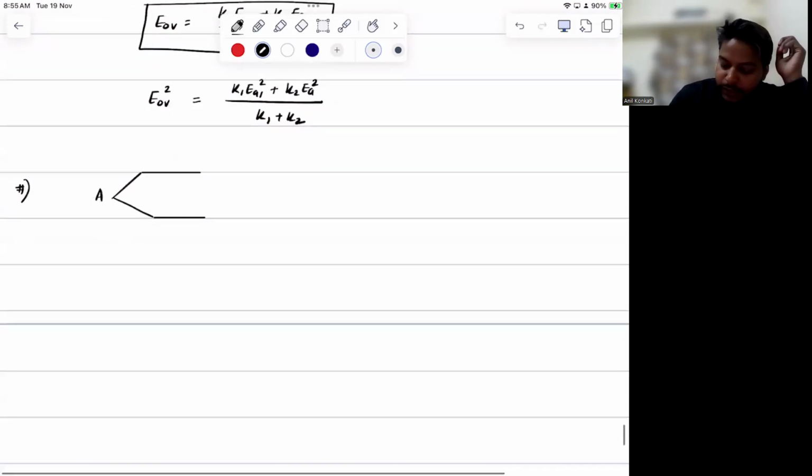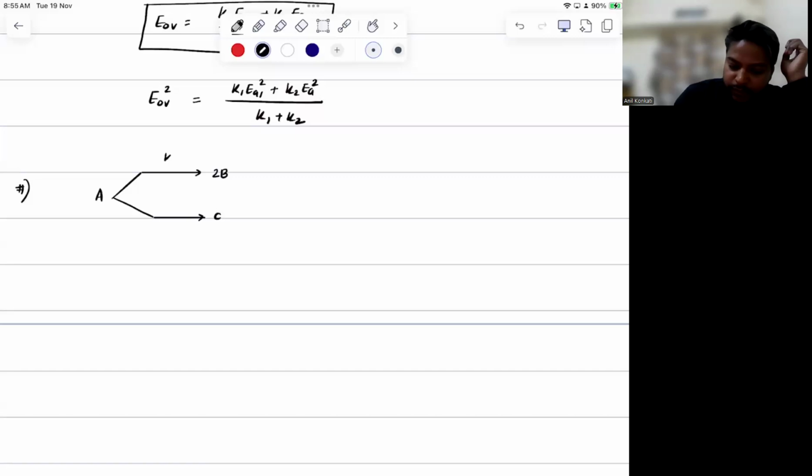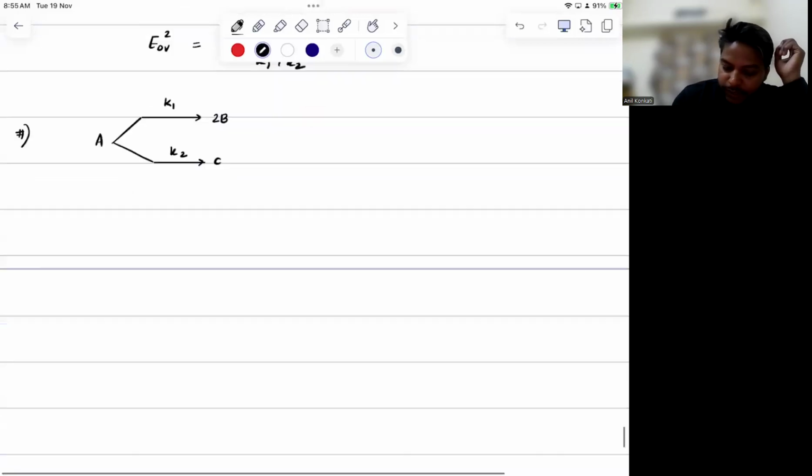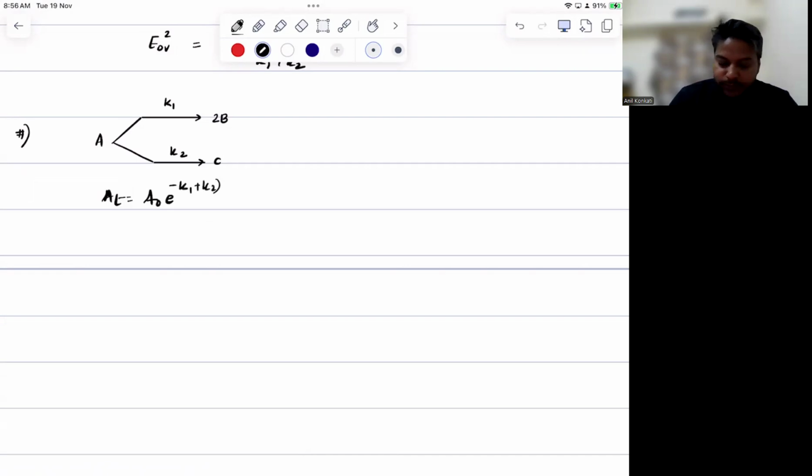Let's say A gives 2B and C as parallel reactions here. So here we have K1 and this is given as K2. Now, while writing the rate of A, the first relation would be the same thing. So we will have At is equal to A naught e raised to the power of minus (K1 plus K2) t. Here there is no change. Got it?